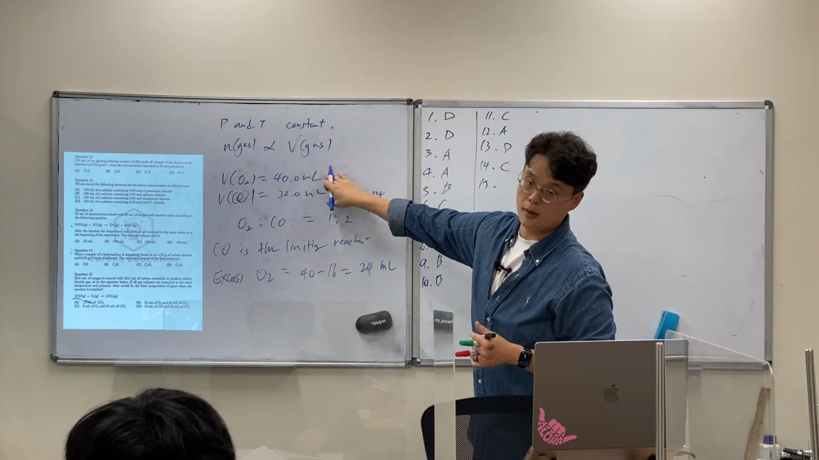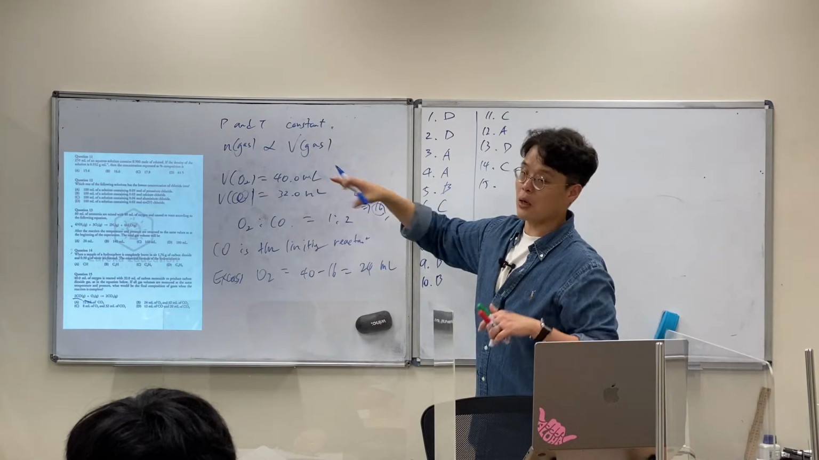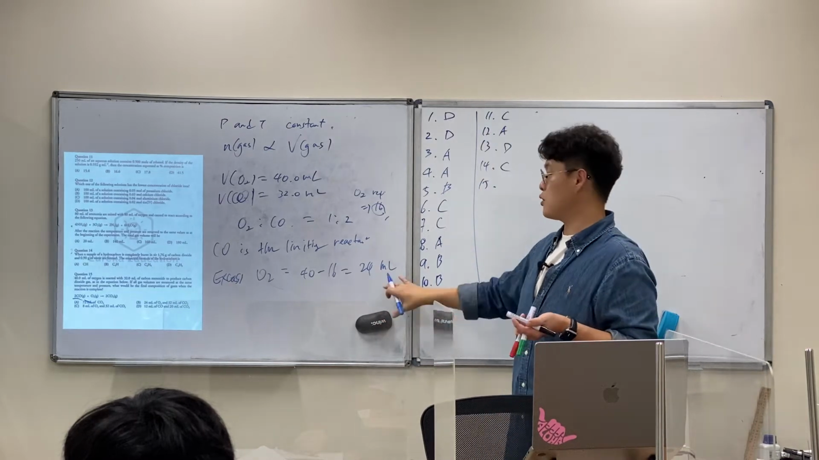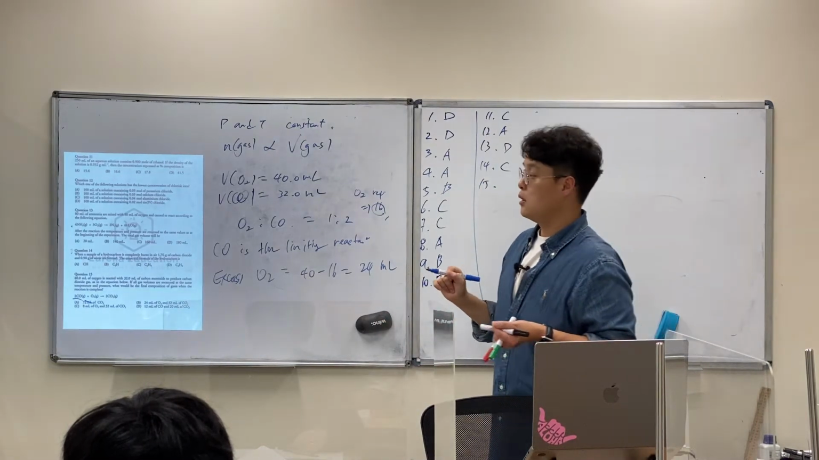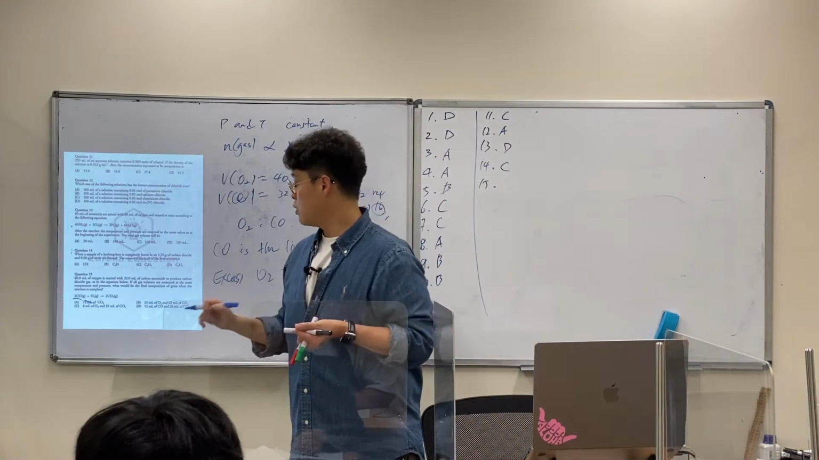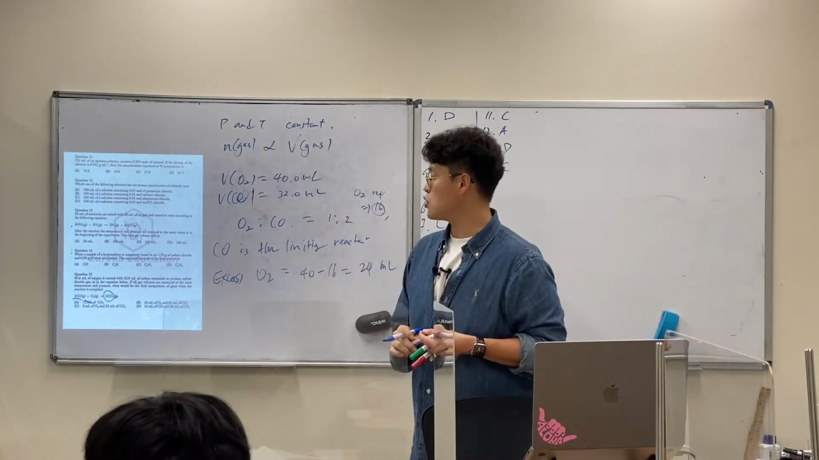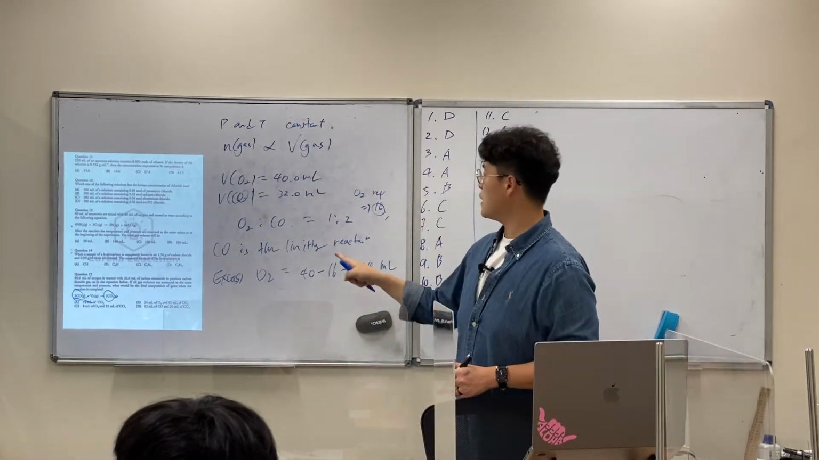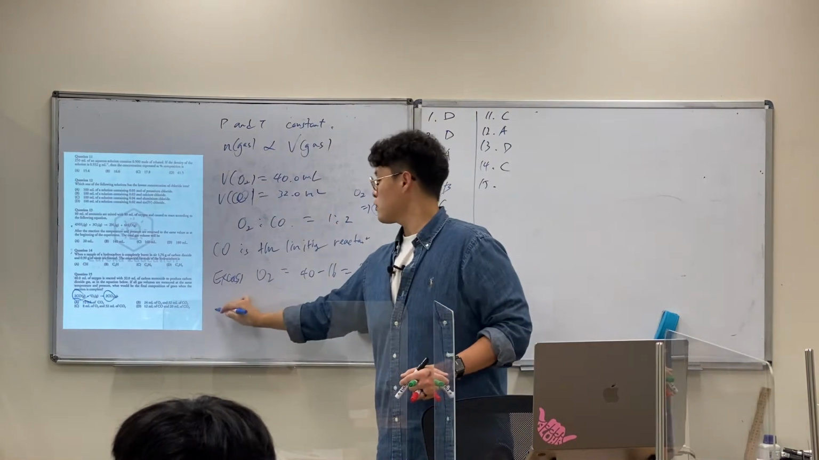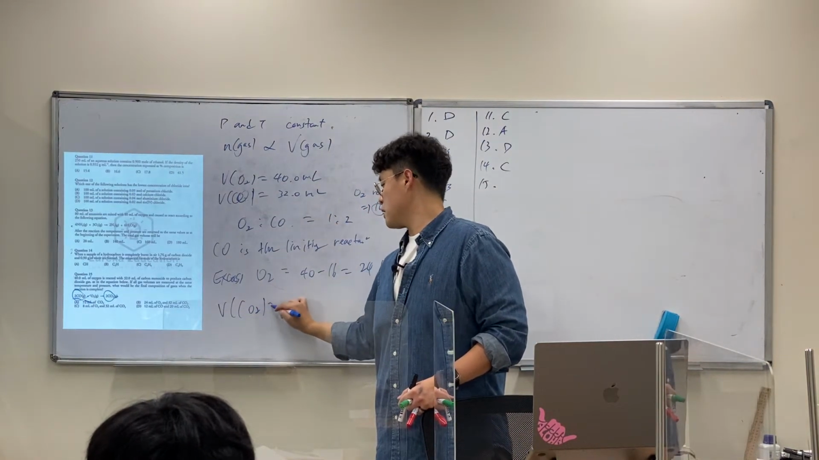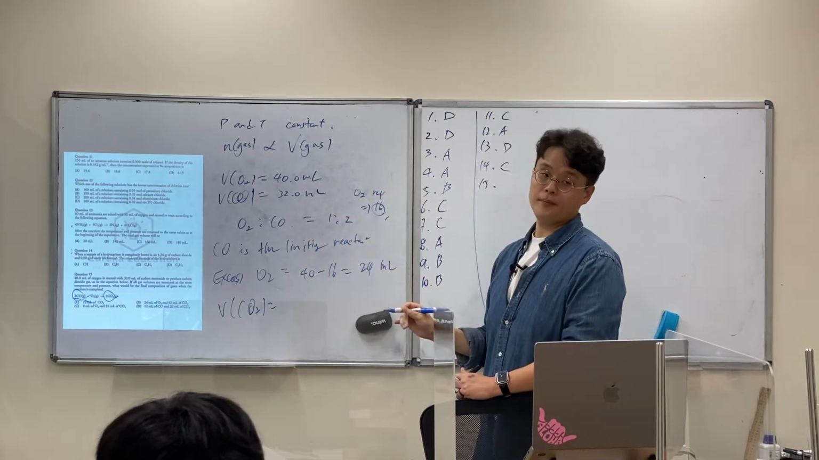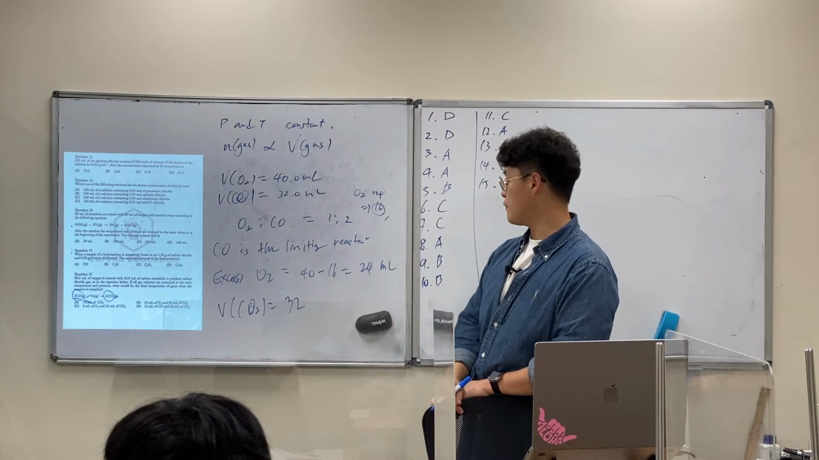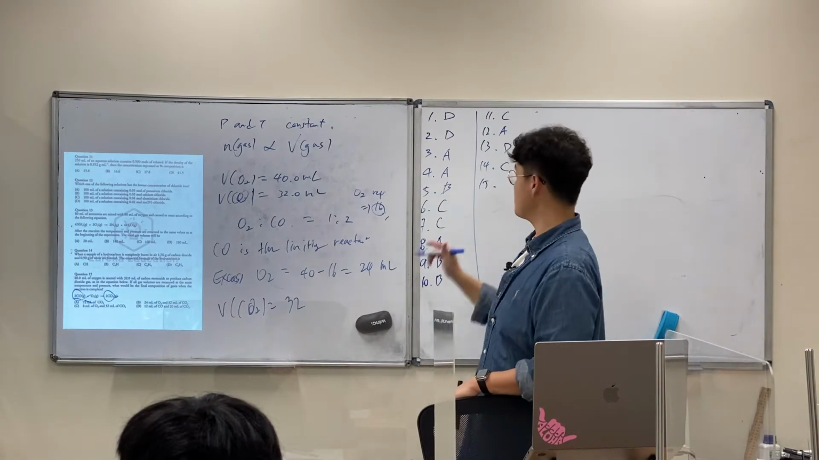Does it make sense to you? Yeah? That means 40 is what we have, but only 16 is going to be used. The excess will be 40 minus 16, that will be 24 mL. Looking at the product side, we have CO2, which has the same reaction ratio as CO. If all of the 32 mL of CO are consumed, what would be the volume of the CO2 produced? 32. So it would be 24 mL of oxygen and 32 mL of CO2. The answer is B.